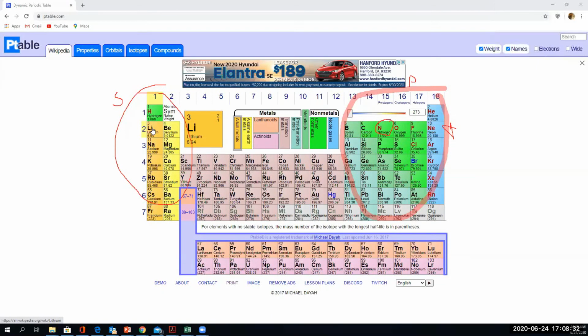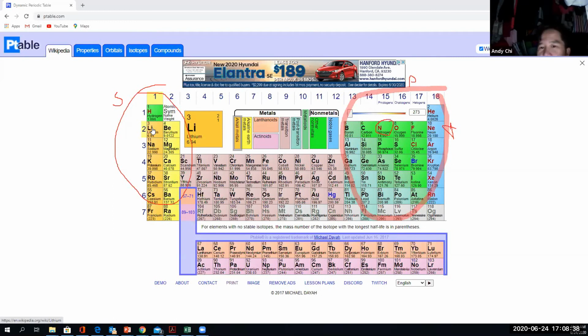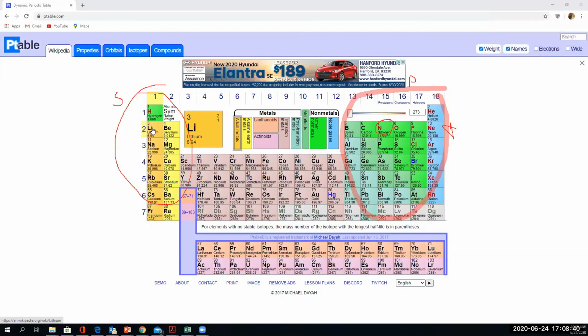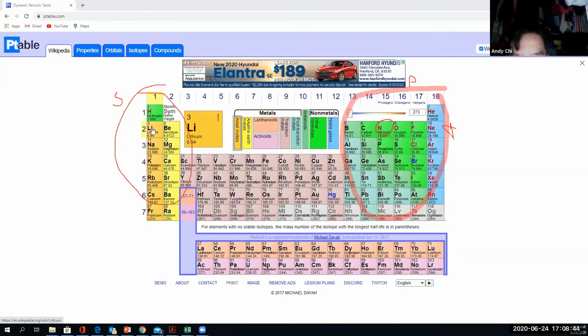16. Oh, so we're only counting the S, right? The S block and the P block. Okay. Oh yeah, because we don't count the D block, right? That's right. Don't count these. So it's going to be 6.